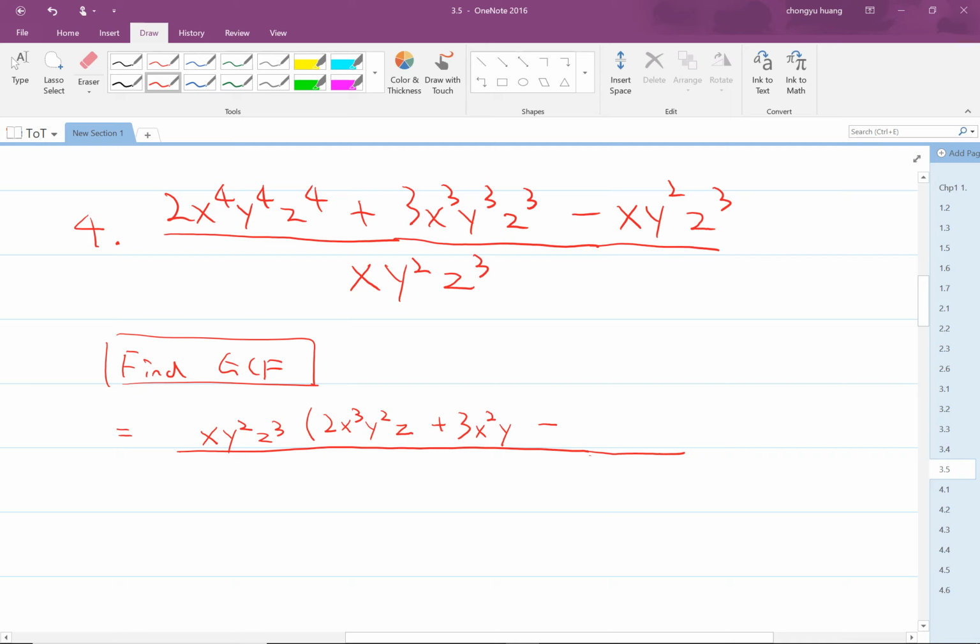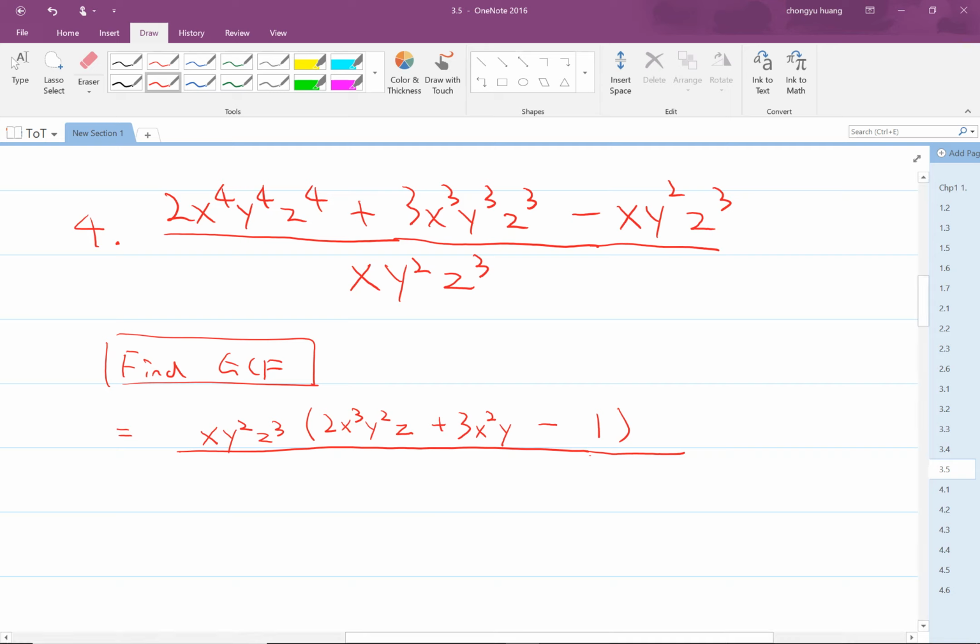So x and x, so we don't have to write x, and then we don't have to write y to the power 2, and then we don't have to write z to the power 3. So it just is -1, right? As you can see, the last term x y to the power 2 z to the power 3 is actually the same as the greatest common factor. So you just write down -1.